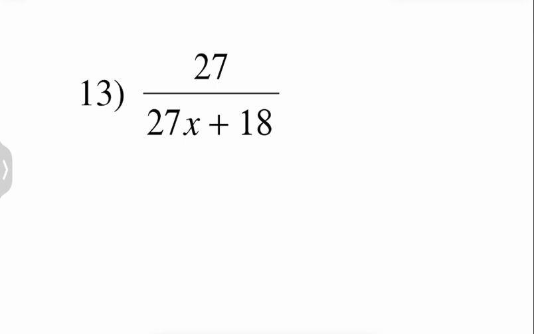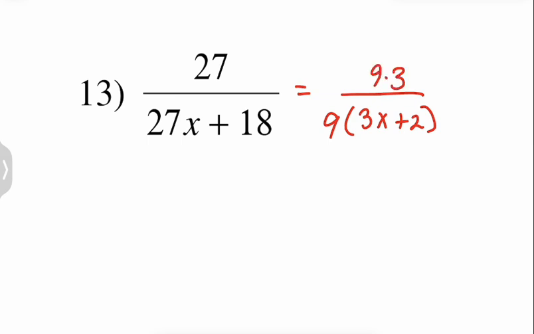Now, let's focus on the bottom first. Both 27 and 18 are divisible by 9. So let's take out a 9. If you take out a 9 for both pieces, we are left with 3x plus 2. Now, 27 is perfectly divisible by 9. So if you just put a 27 there and reduce it, that's fine. You could break it apart.